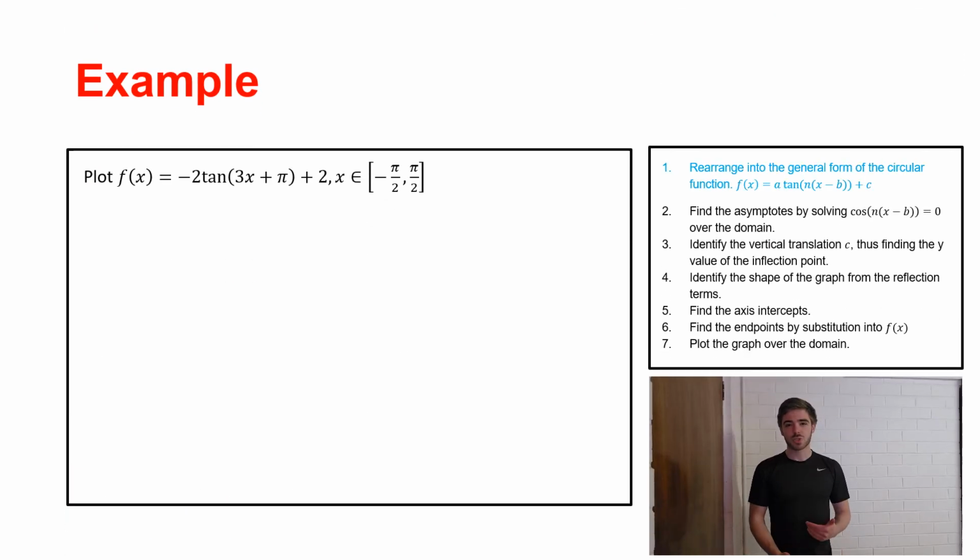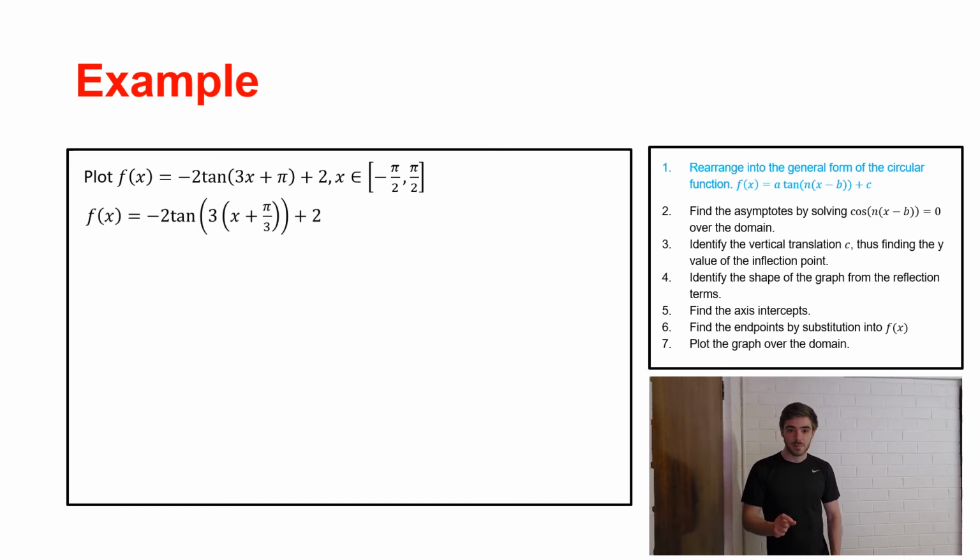First, we just want to make sure that we're starting with the general form of the circular function. That way we can very easily see what all the key features are. For this, it just means taking the coefficient of 3 off of the x. That way we can better see the horizontal translation.